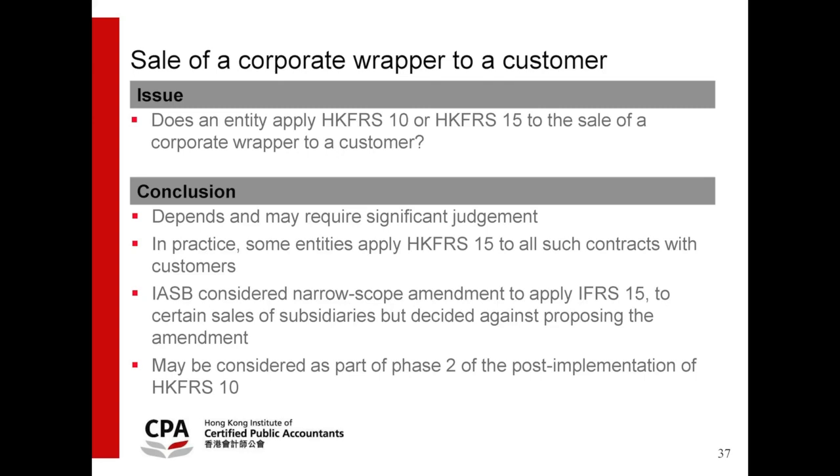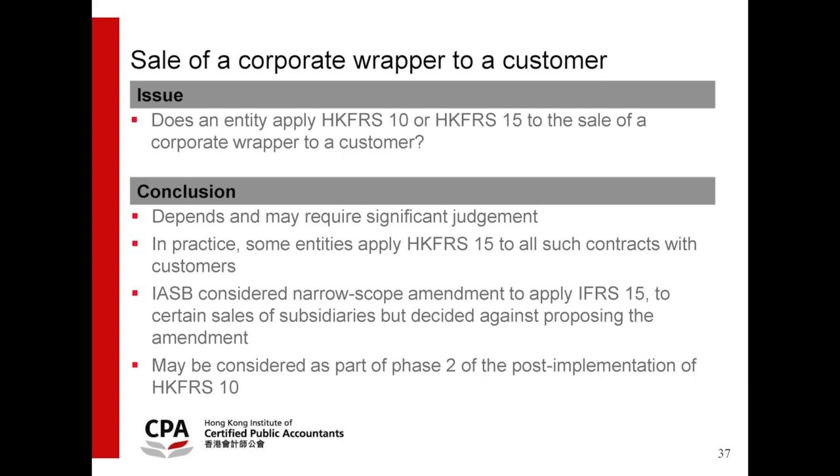So this would be dependent on the specific facts and circumstances, and would require significant judgment on whether what it sells is just simply goods that they sell in the normal course of the business, or are they actually selling something that constitutes a business? And in practice, some entities actually apply HKFRS 15 to all these contracts, because they view that's the substance of the transaction, and they're actually selling goods that they normally sell to their customers, except all they did was put it in a corporate wrapper.